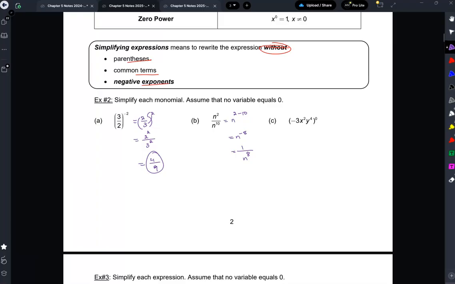Okay, this one is this whole thing to the power of 0. That's just 1.